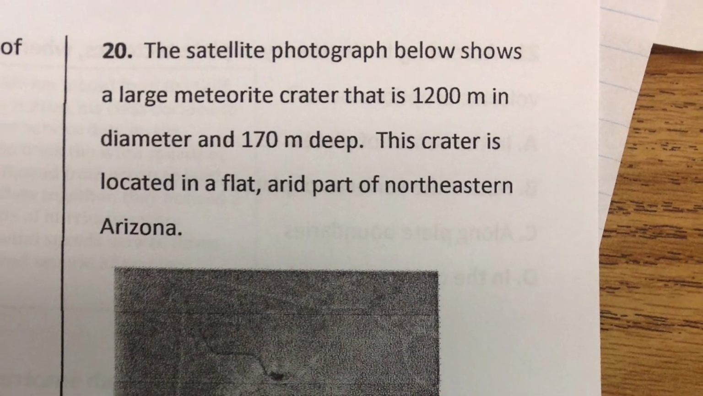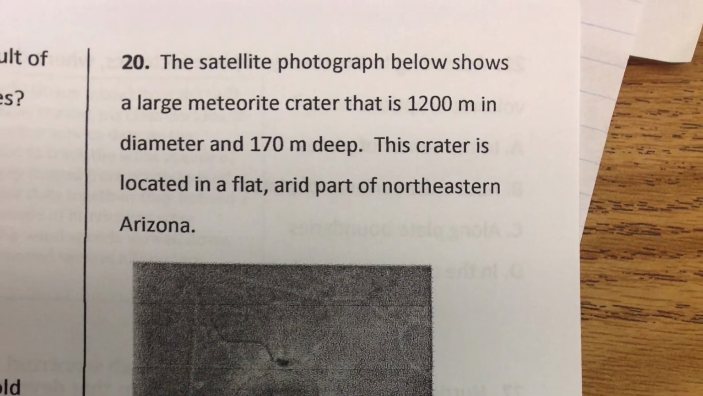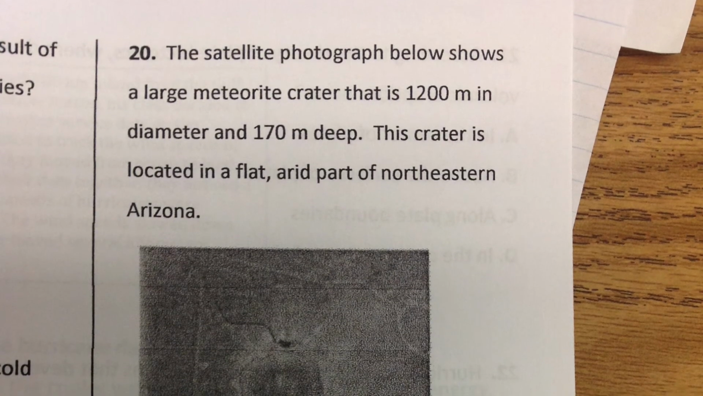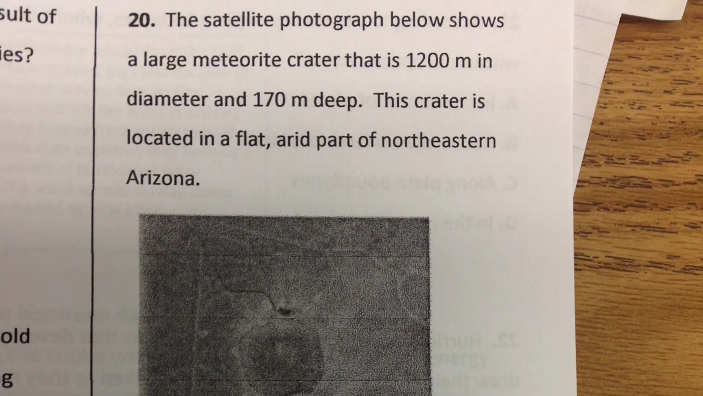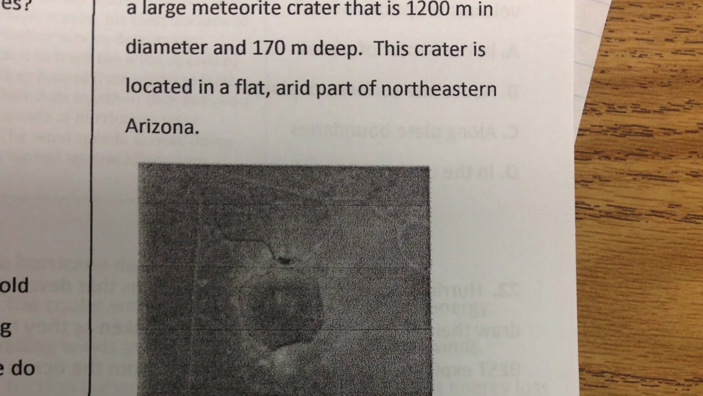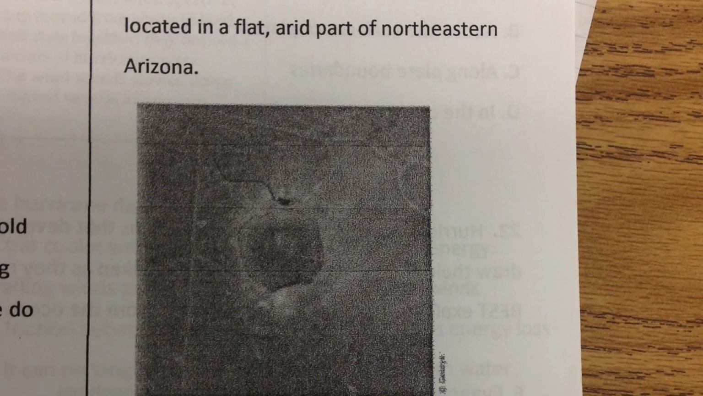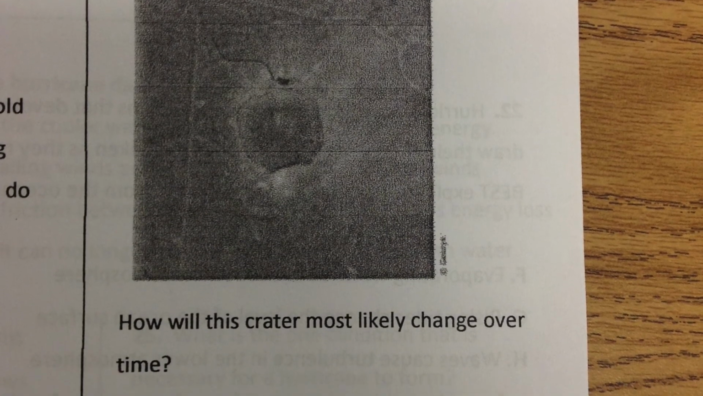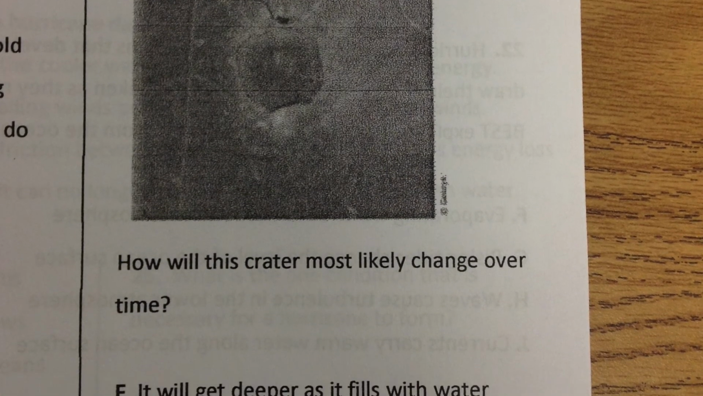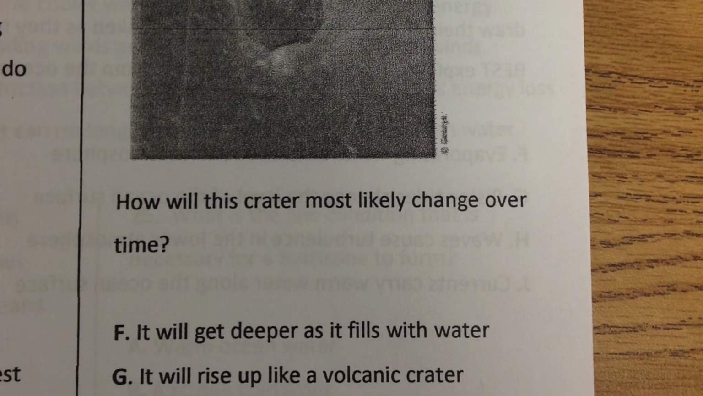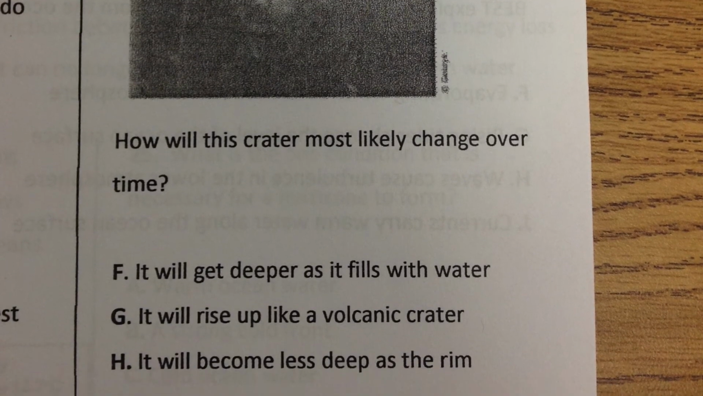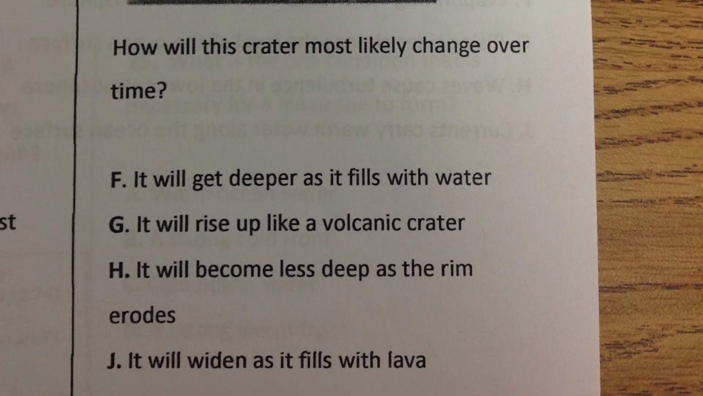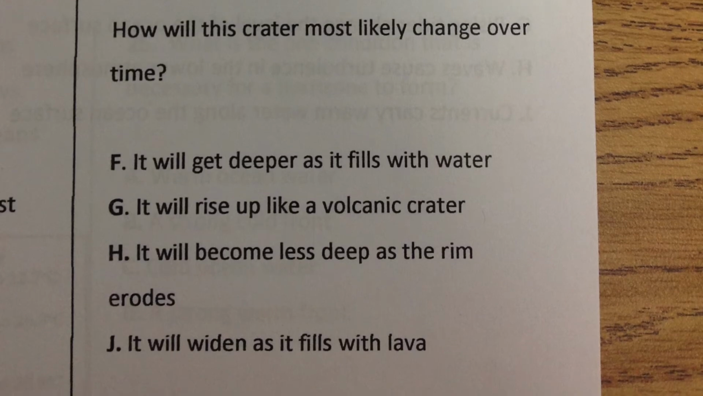Number 20. The satellite photograph below shows a large meteorite crater that is 1,200 meters in diameter and 170 meters deep. This crater is located in a flat, arid part of northeastern Arizona. How will this crater most likely change over time? F. It will get deeper as it fills with water. G. It will rise up like a volcanic crater. H. It will become less deep as the rim erodes. Or J. It will widen as it fills with lava.